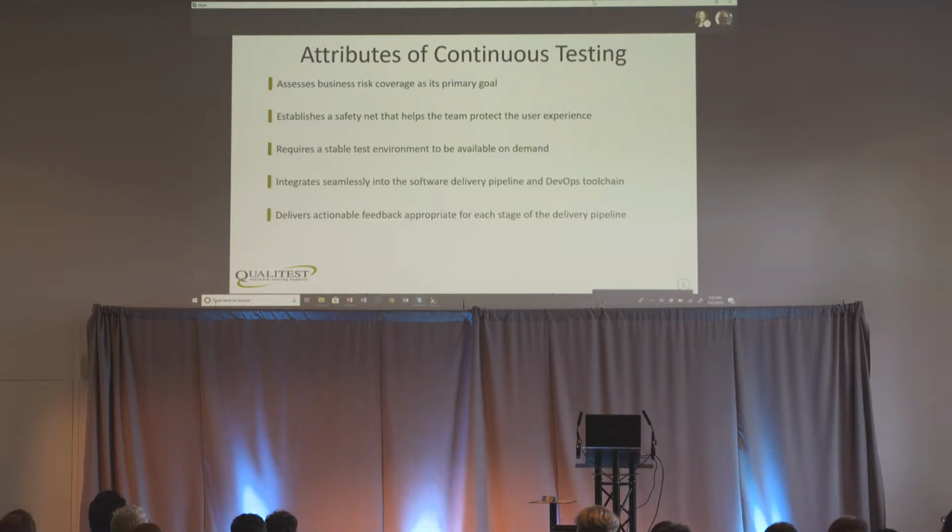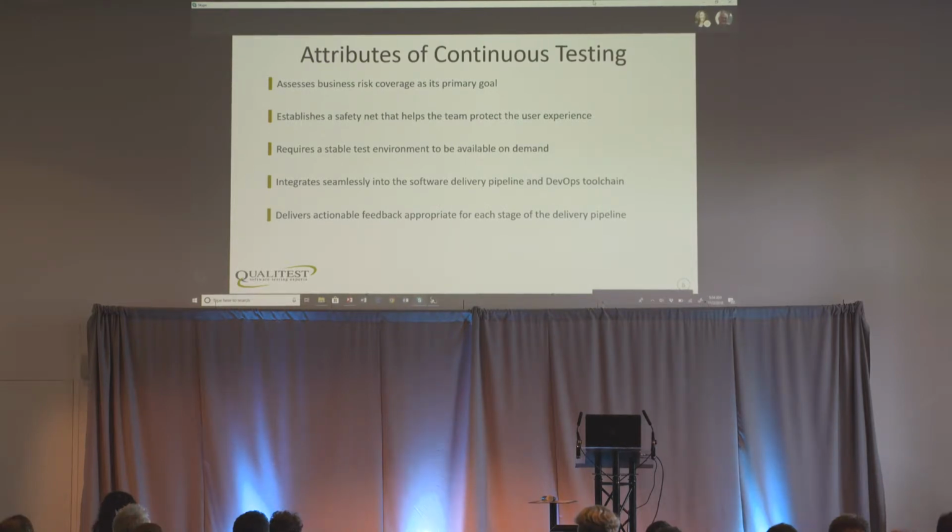So let's talk about some of the attributes of continuous testing. Well, as I mentioned before, it's an approach to managing business risk. Business risk coverage is really the primary goal. It's used to establish a safety net that helps teams protect the user experience. When you're delivering multiple builds a day or even a week, bugs are going to get into production. We can't have 100% test coverage anymore, but we need to be able to do a lot of risk analysis so that the bugs that do get into production are not the ones that are going to impact user experience.